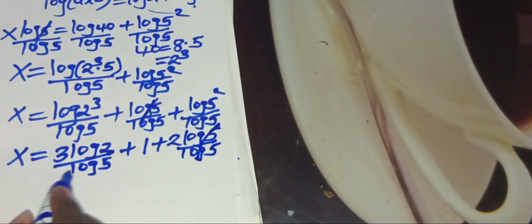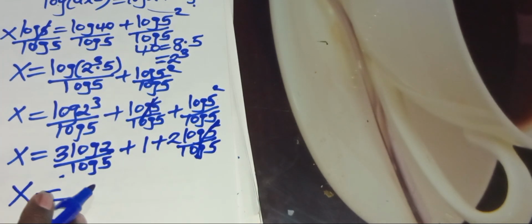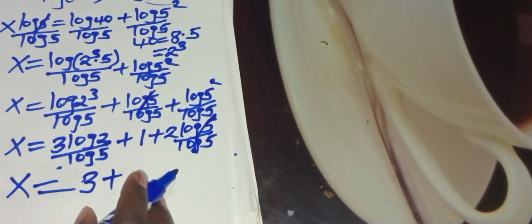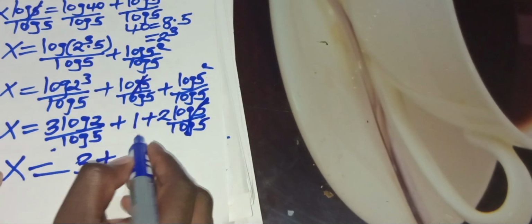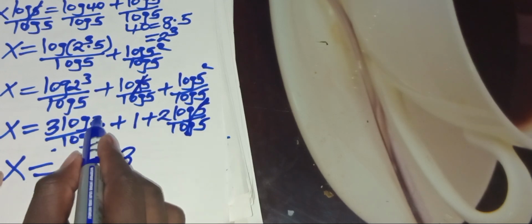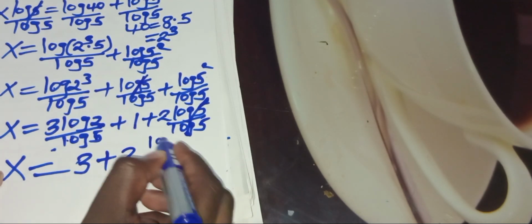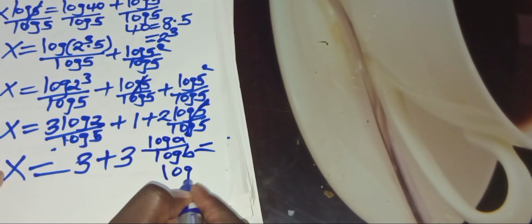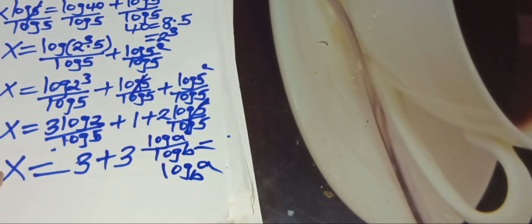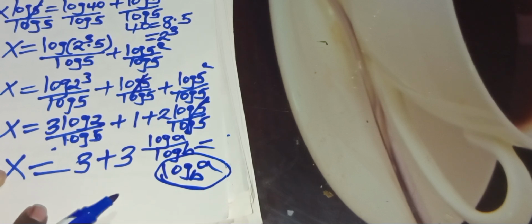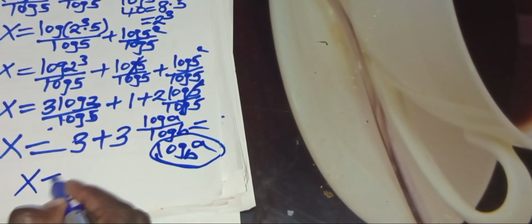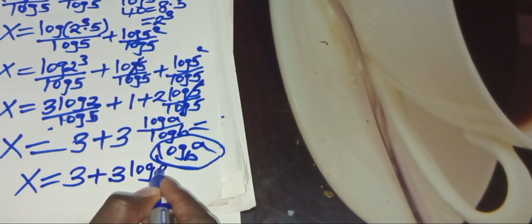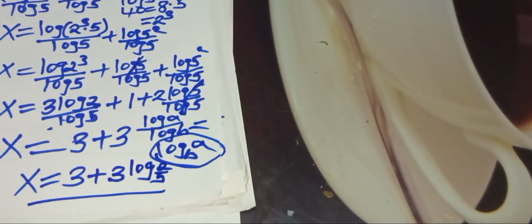So we simplify here so that we'll have x is equal to, this is the same thing as 1 plus 2, which is 3, plus this is 3. Now we have log 2 divided by log 5, and this is in the form of log a divided by log b, which we can express as log a to base b. Now applying this logarithm property, then we'll have x is equal to 3 plus 3 log 2 to base 5. Now this is the value of x.